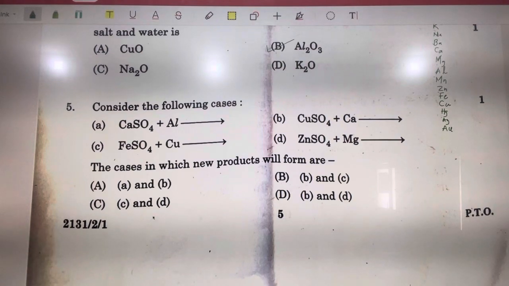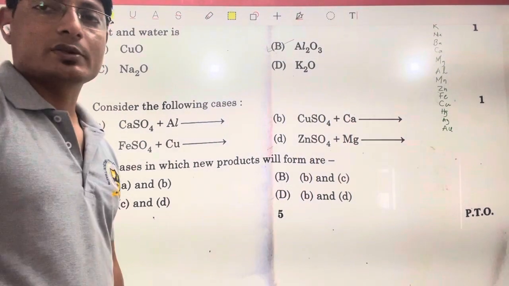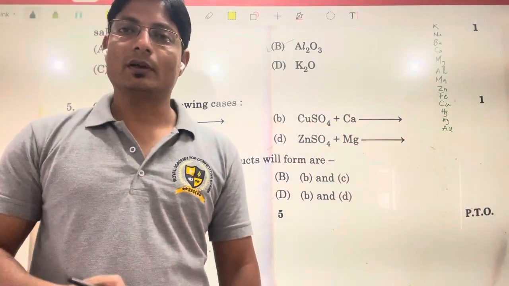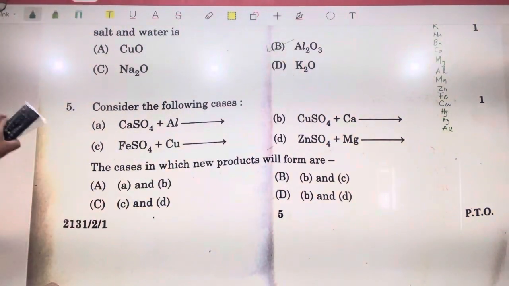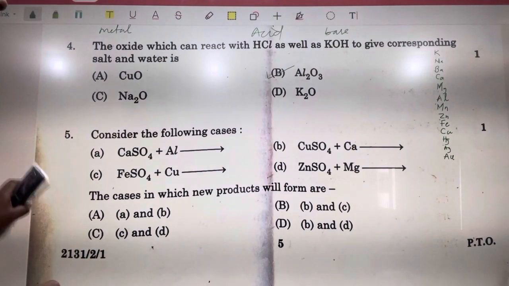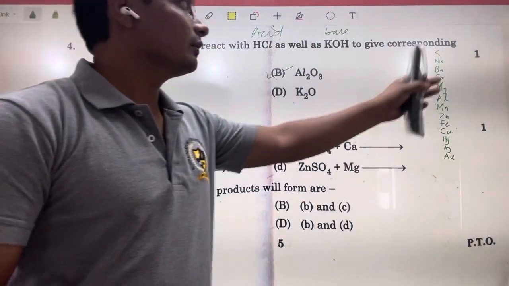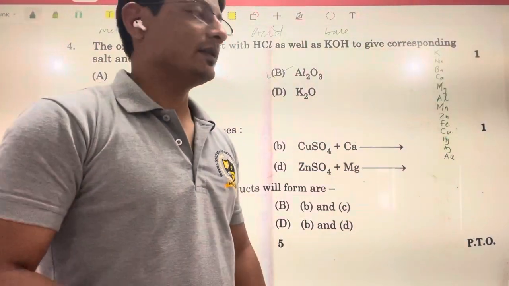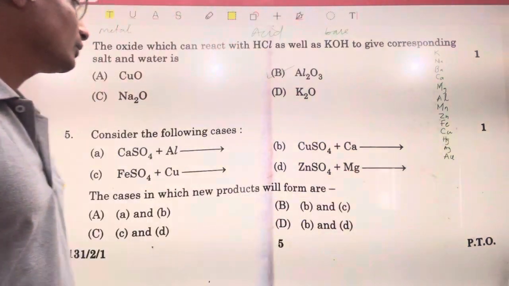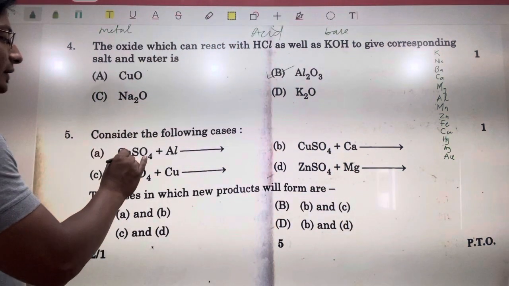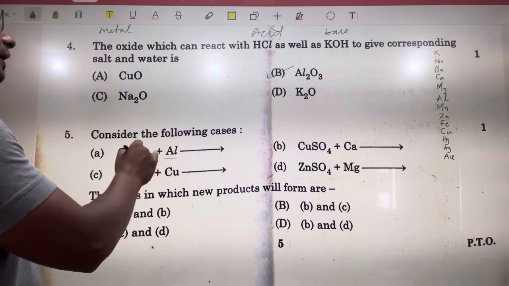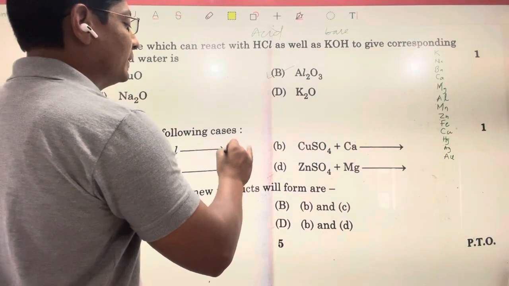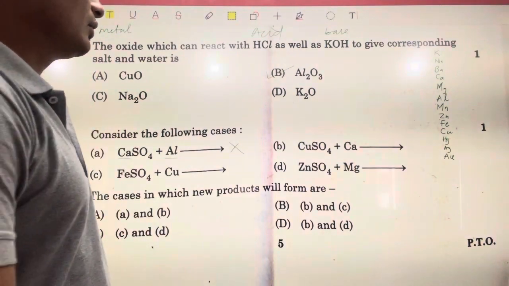So we know that for the displacement to happen, we have to check the reactivity, the position of the metals in the reactivity series. So depending upon their position, we can decide whether that displacement will happen or not. So here I have just written for reference the reactivity series of the metals. So let us check the first one. Here the metal is Ca and here it is aluminum. So Ca will be at a higher position than aluminum. So therefore there is no displacement reaction. So therefore this is not correct.